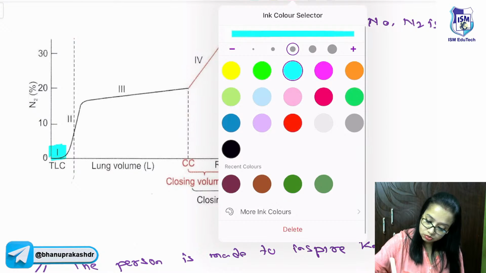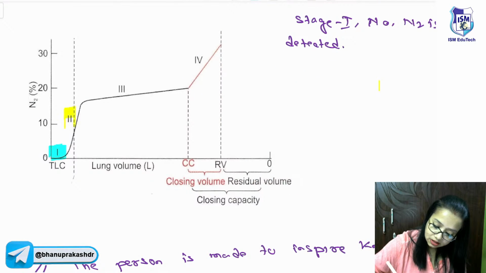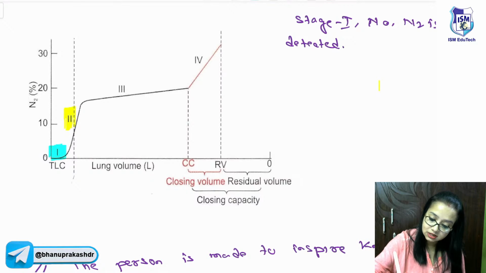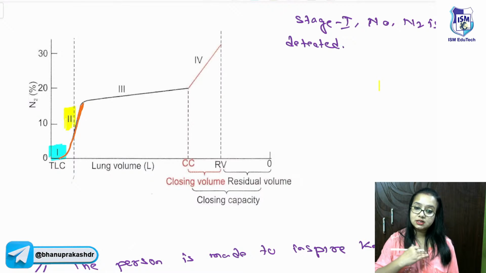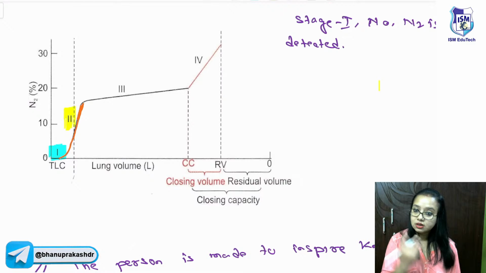In stage 2, the nitrogen starts appearing and there is a sharp peak. As you can see in the graph, there is a sharp rise in the content of the nitrogen. This is the nitrogen that is lying just below the oxygen column. From the conducting zone, the oxygen has come out. And why did we choose to measure nitrogen? Because unlike oxygen, nitrogen does not undergo any exchange of gases. So whatever nitrogen gets into the inspired air will come out in the same quantity. At least 99.9% of the nitrogen comes out intact. So it is easier for us to measure the dead space.